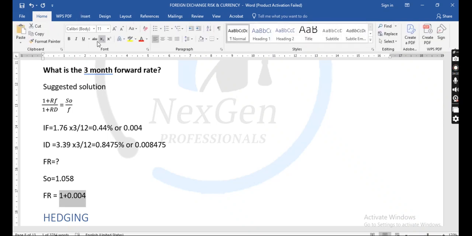Leave the conversion. If you know that to convert it to percentage and all these things, it will give you a headache. That is why in my cost of capital, I don't convert all these things. I'll just use the ordinary figure, get my percentage and move on, right? So 1 plus ID, that is 1.008475.